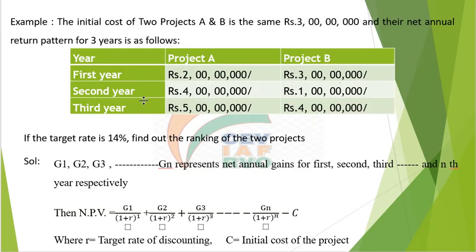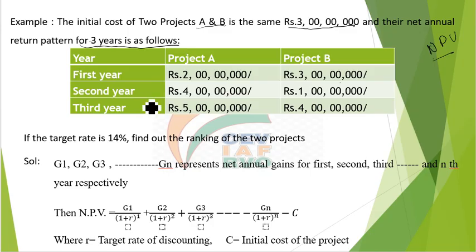So we will be taking some examples that will make things clear. So first we will be doing an example on net present value. The initial cost of two projects A and B is the same, 3 crore, and their net annual return pattern for 3 years is as follows.